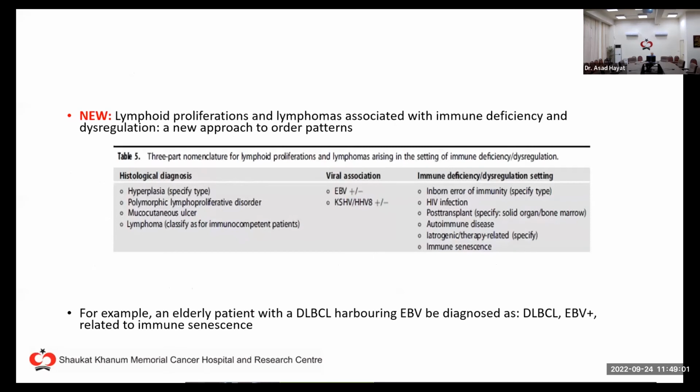Then again, this is an example of synthesis of histologic diagnosis, other testing, and then the clinical setting, where lymphoma is associated with immune deficiency or dysregulation. So what they require is you have a histologic diagnosis, then you know about the status for EBV or HHV-8, and then what's the setting? Is this patient post-transplant? Is it HIV positive? Does the patient have an autoimmune disease and receiving therapy for that? Is it just immune senescence because of older age or something? So an example here that has been given is an elderly patient with DLBCL, which is EBV positive. So the integrated diagnosis would be diffuse large B-cell lymphoma, EBV positive related to immune senescence.